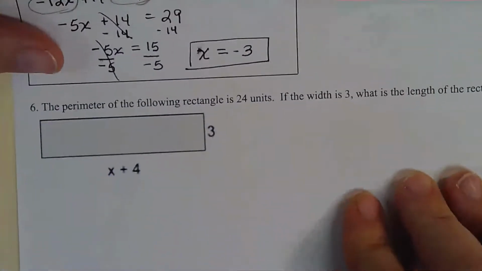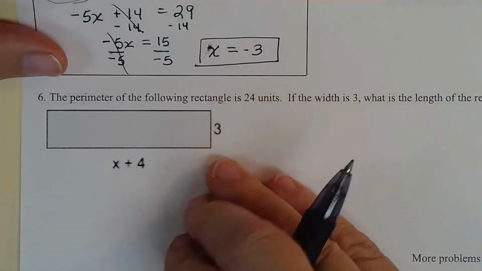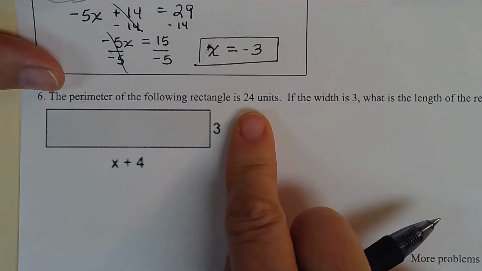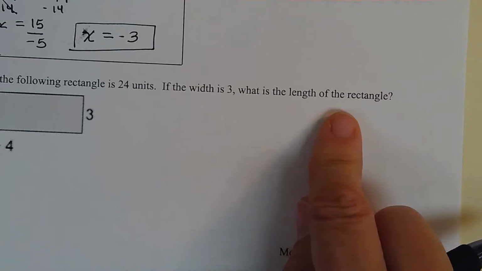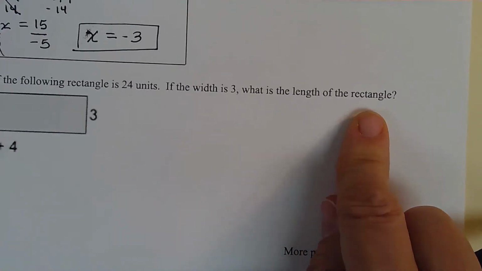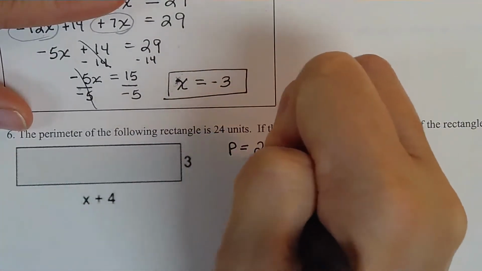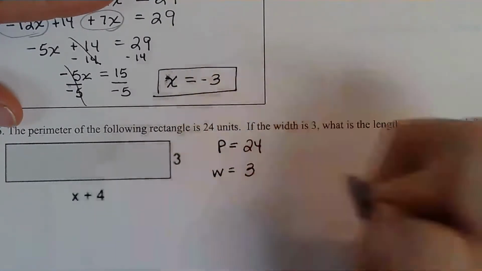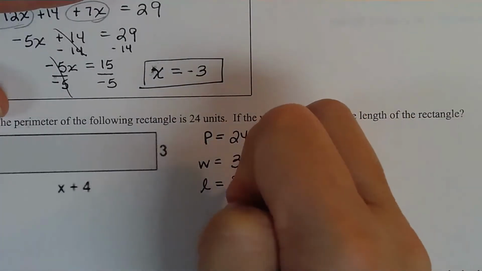All right, number 6. Number 6 looks really similar to that, the bonus problem that was on your equations test. So if you didn't do that bonus problem, maybe this will help you, okay? It says the perimeter of the following rectangle is 24 units. If the width is 3, what is the length of the rectangle? So let's write down what it's telling us. It says the perimeter, capital P, is 24. The width, lowercase w, is 3. What is the length? I always use a cursive L for that. I'm going to put a question mark.